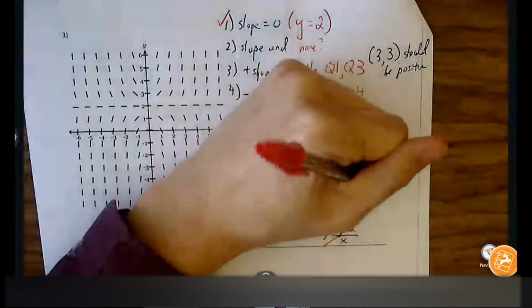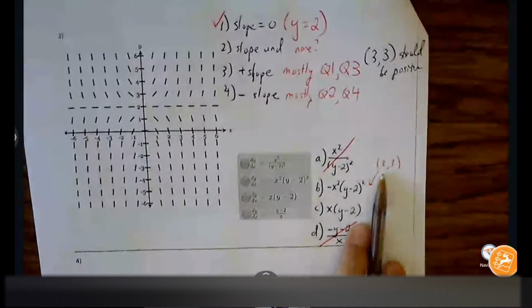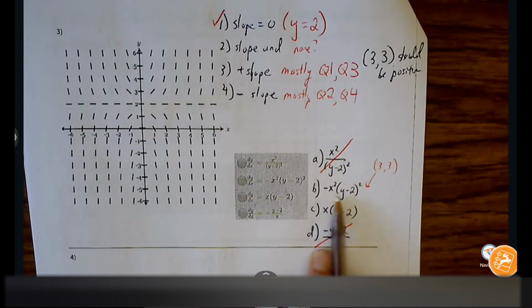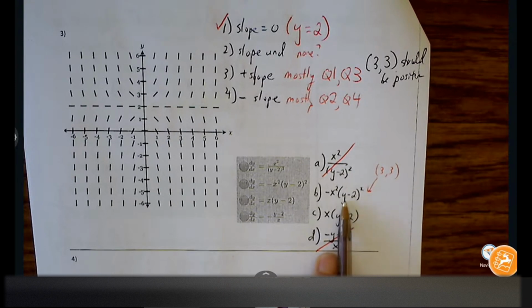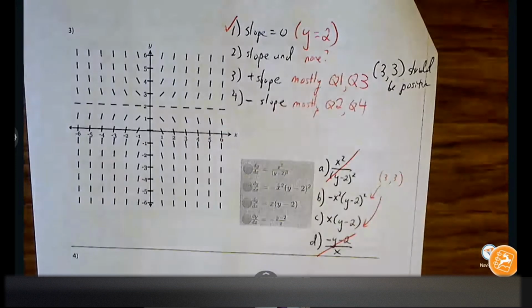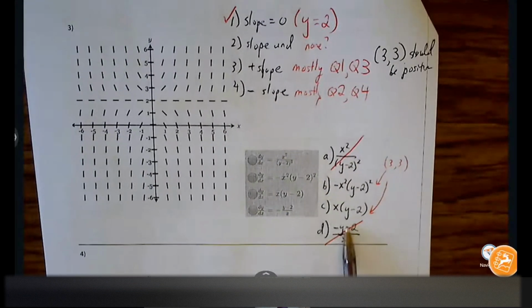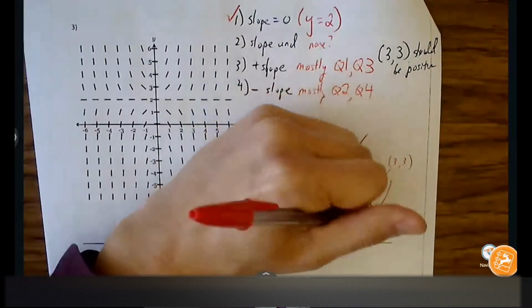Okay, let's test 3, 3. If I put 3 in here, I get a negative 9 times 3 minus 2 squared, which is positive. So negative times positive is negative. So I think B is out, right? But let's test 3, 3 with the third one just to confirm. This should be positive. So 3 in for x, I get positive. 3 in for y, I get positive. So yeah, looks like C is the right one.